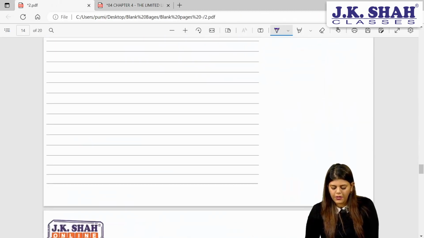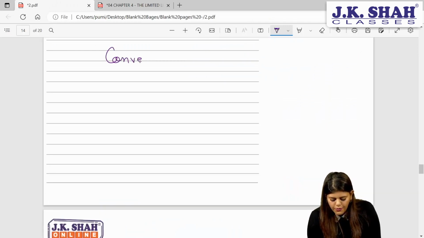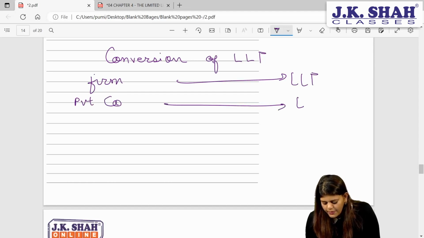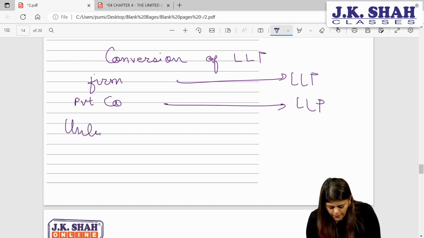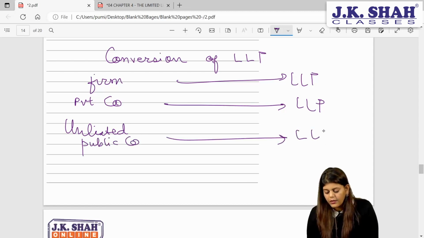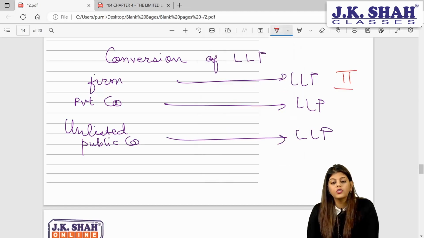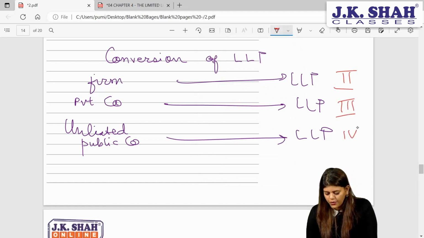Now, conversion into LLP. I had told you this before, let's see how much you recollect. A normal partnership firm can be converted to LLP. A private company can also get converted into LLP. An unlisted public company can also get itself converted to LLP. Can you recollect and tell me the respective schedules? This is schedule 2, because schedule 1 was your LLP agreement. This is 3, this is 4.